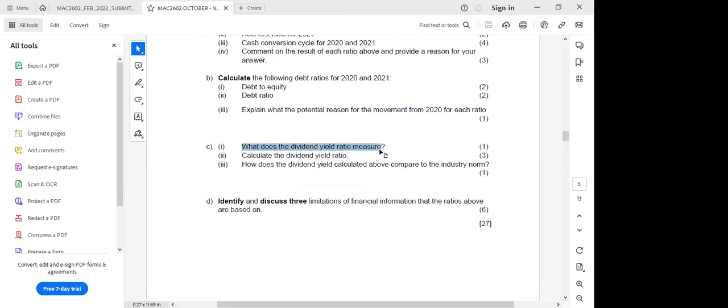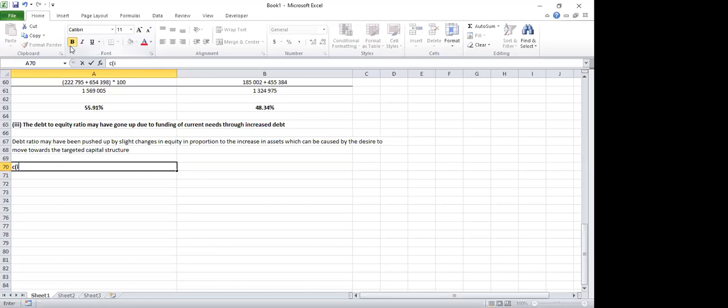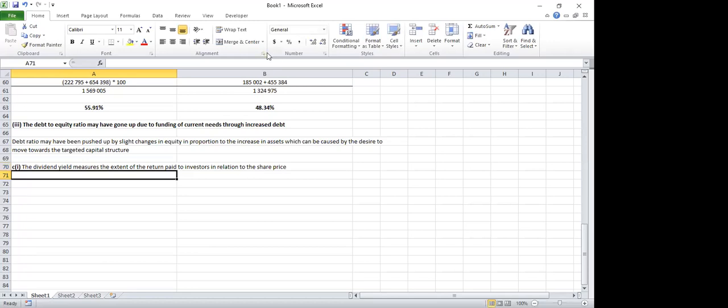What does the dividend yield ratio measure? The dividend yield measures the extent of the return paid to investors in relation to the share price. Remember, the value of investors is in the shares. So if we find the dividend over the share price, then that will be our dividend yield.